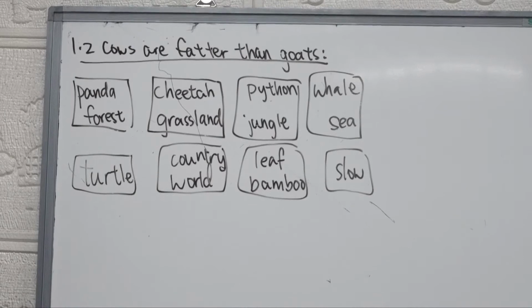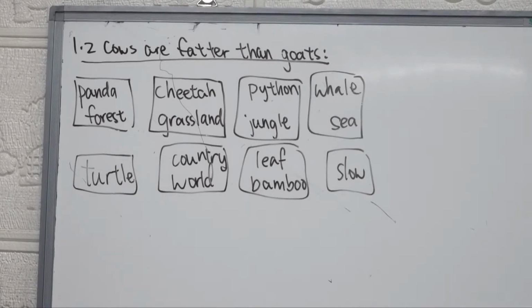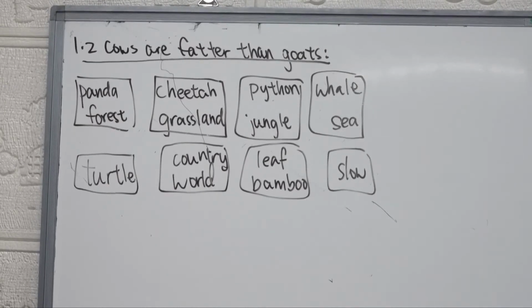Unit 1, Lesson 2. Cows are fatter than goats. Exercise 1, page 6. Listen and repeat.